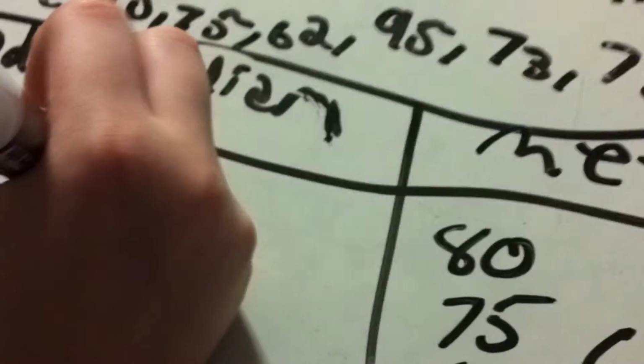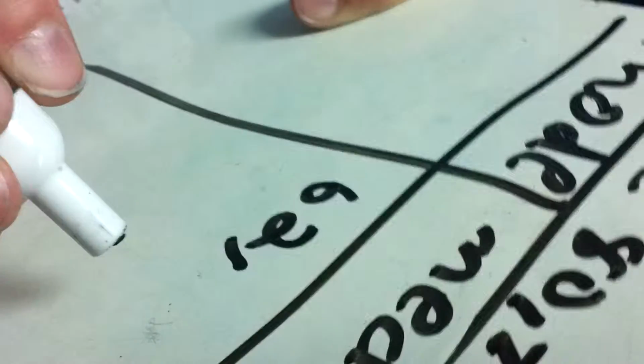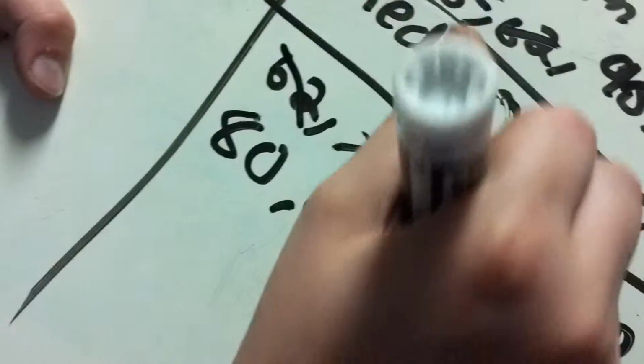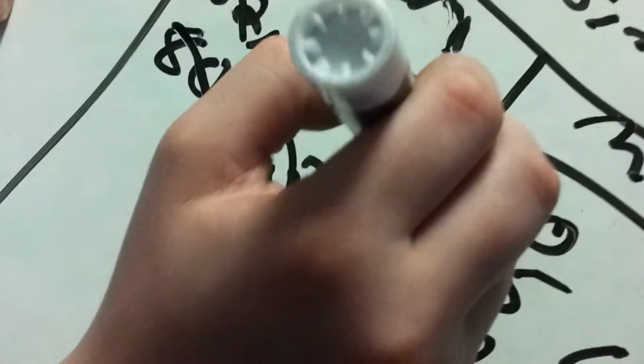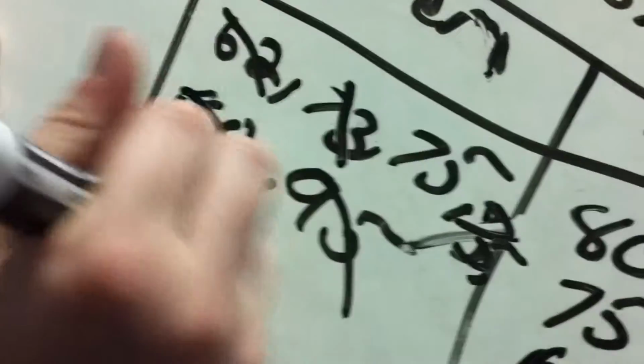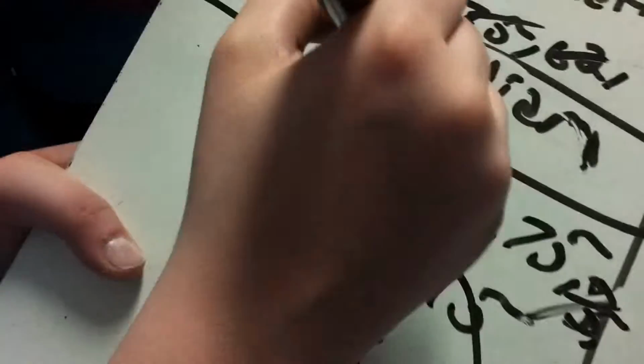Median is the middle number. So we put them all in order from least to greatest, or as Bailey would call it, numerical order. 62, 73, 75, 80, 95. Then you would cross them off, one at the end, one at the beginning. And then, see, there are 2 75s left. So you would average those two. But since they're both 75, it's going to end up being 75, so we don't really have to average it. So median is 75.